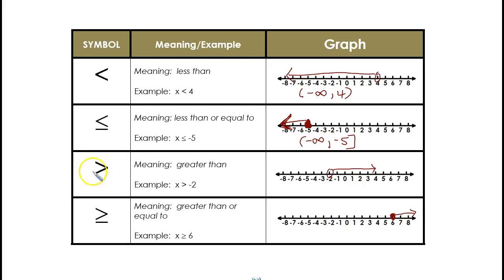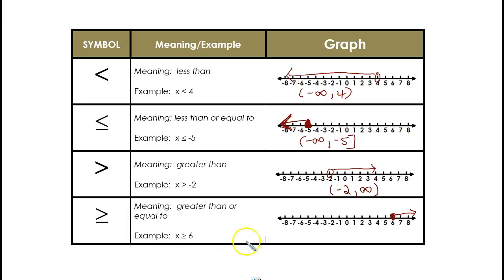Greater than has the point to the right. It means to the right on a number line. For example, x greater than negative 2 is an open circle on negative 2 with an arrow to the right. This interval starts at negative 2 and goes forever to the right towards positive infinity. And since it's an open circle, since it's just greater than, we make sure that we use the parentheses here.